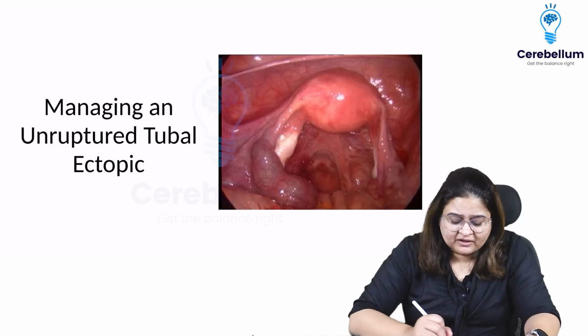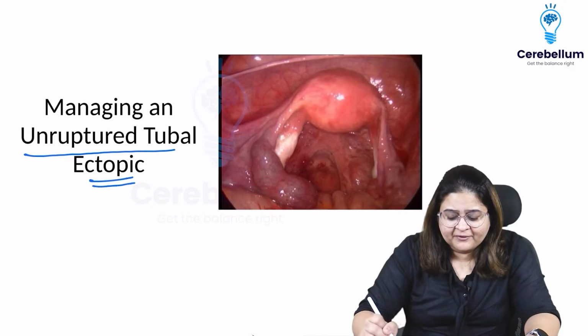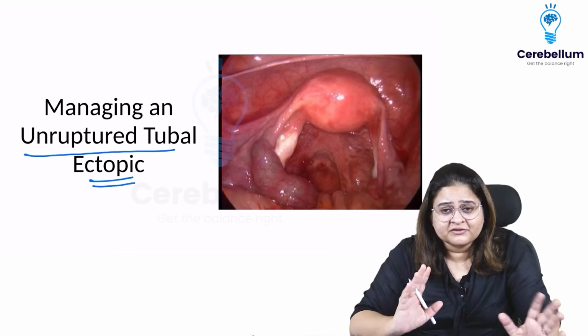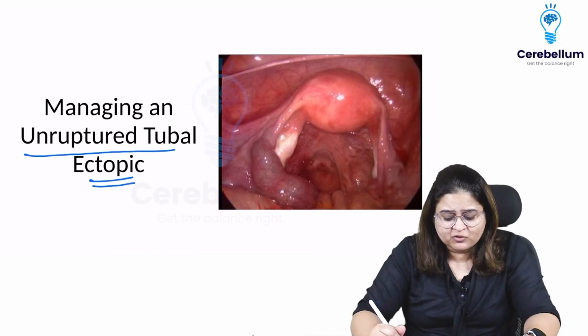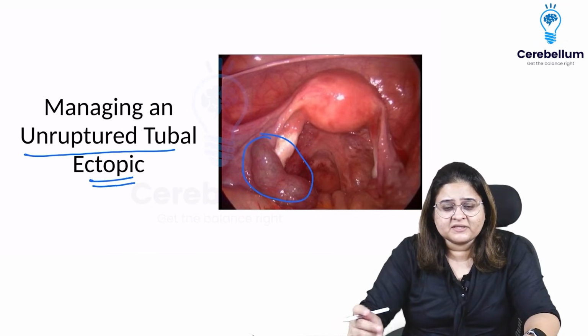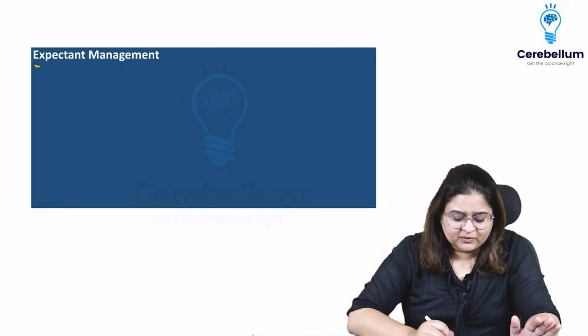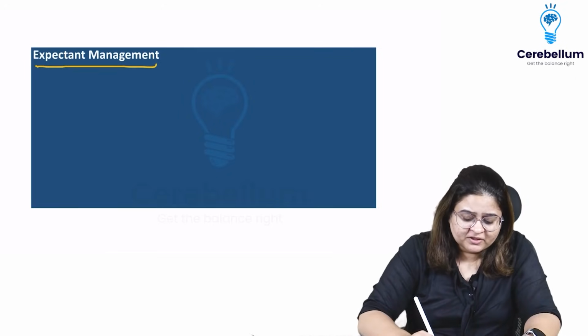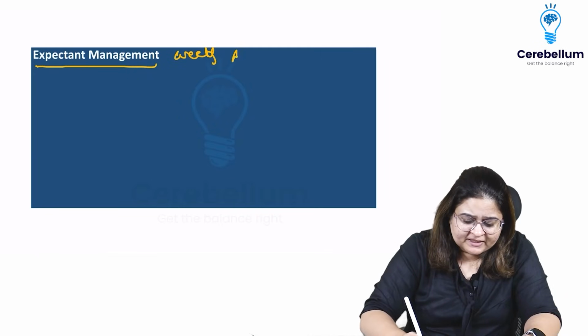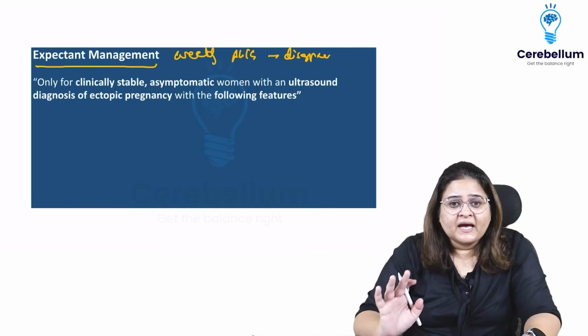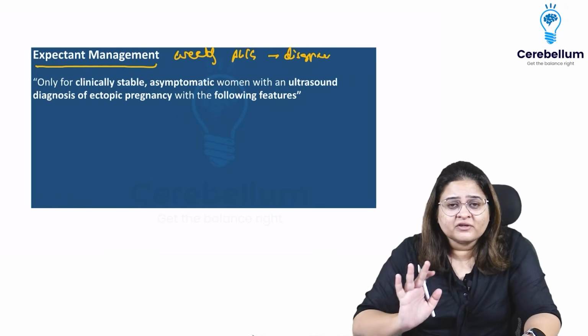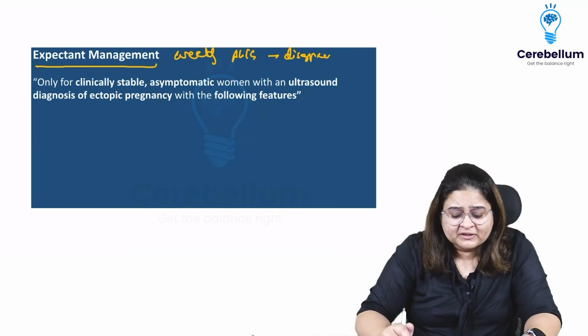Managing unruptured tubal ectopic is where the different methods are. So you can see this is a laparoscopic view of an unruptured ectopic pregnancy. What do we do in such a case? The first possibility is we allow her to be, that is expectant management. Here we are doing weekly beta-hCGs till they disappear. Okay. And it is recommended only for clinically stable asymptomatic women with a scan showing a diagnosis of ectopic with the following features.